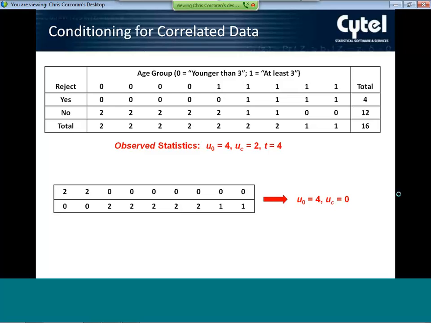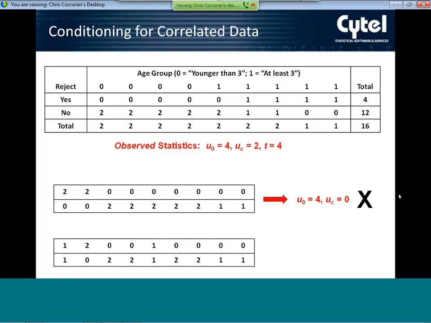But you can see that the correlation statistic is equal to 0, which is not equal to the observed correlation statistic. In other words, that's not a table in the reference set, so that's not a table we consider for computing the exact p-value. Now here's another table. This table also gives us a number of rejections equal to 4 across all these kids, but in this case, the correlation statistic is equal to 2, which is the same as the observed table. So this table is in the reference set.